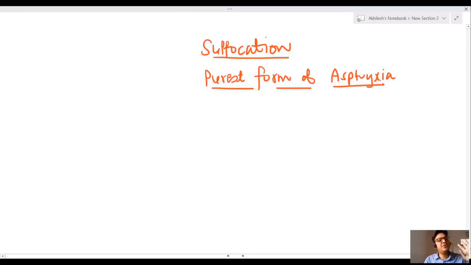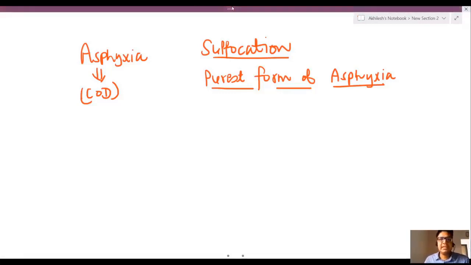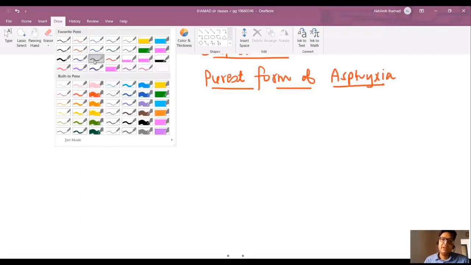Here asphyxia is always the cause of death. No other cause of death. Asphyxia is always the cause of death. This is suffocation.